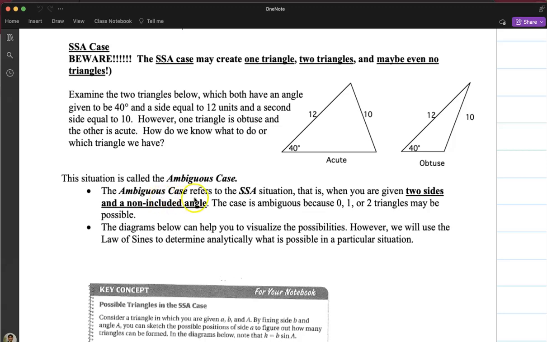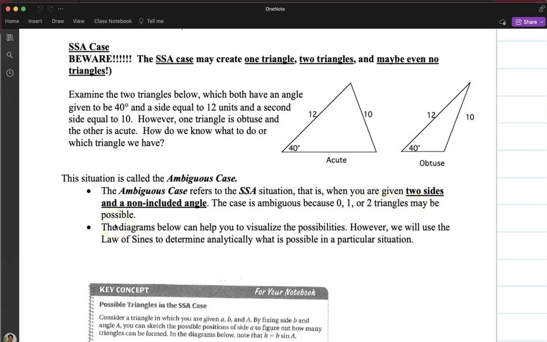The ambiguous case refers to SSA. What is SSA? Side, side, angle. You have two sides and one angle. That is when you are given two sides and a non-included angle, not between the two sides. The case is ambiguous because 0, 1 or 2 triangles may be possible.